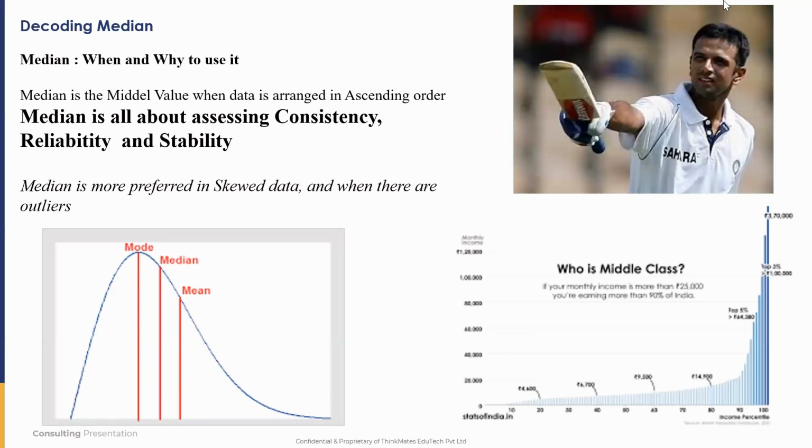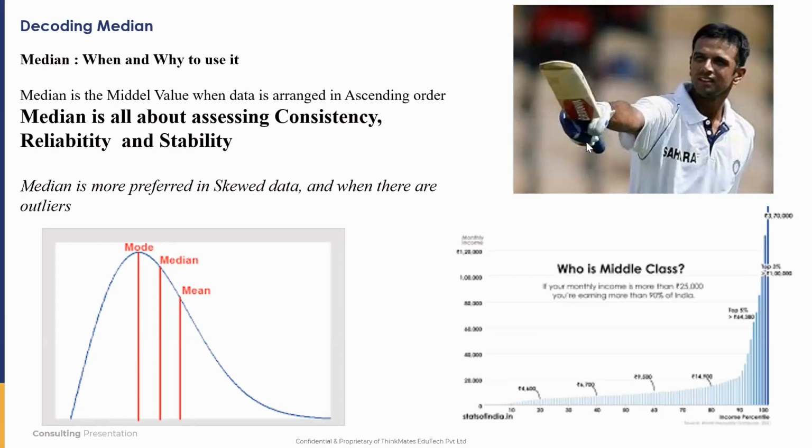On the bottom right, I have given the image of India's wealth distribution. On the right-hand side, very few people control a massive amount of wealth. It has outliers. In this case, the mean will not be the accurate figure. India's average per capita income comes to $2,890. In reality, 90% of Indians don't even earn more than $1,000. So average is the wrong measure to calculate the per capita income or wealth of average Indians.